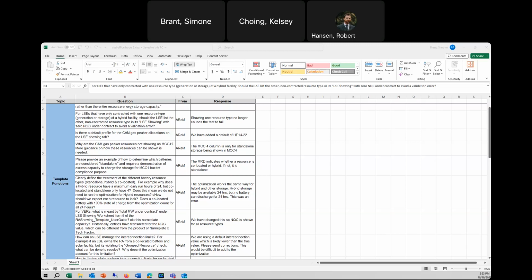Okay. But if you didn't have the whole resource, and if you only had 30% of it, then you would do 0.03. Is that right? Yeah, exactly. Got it. Thank you.